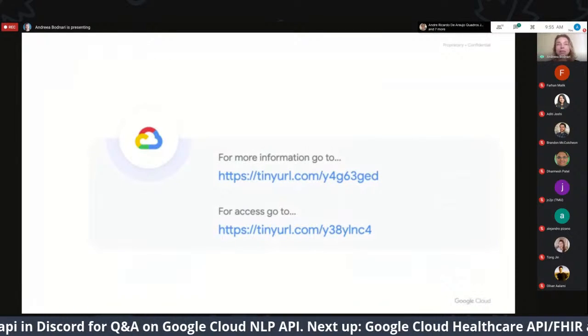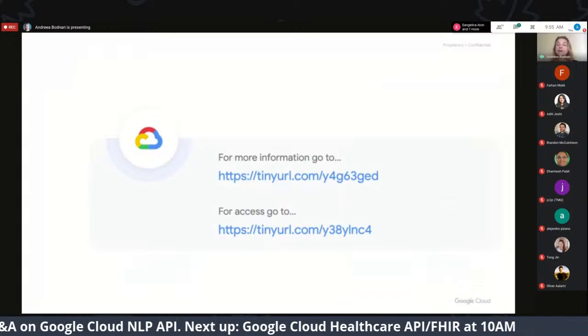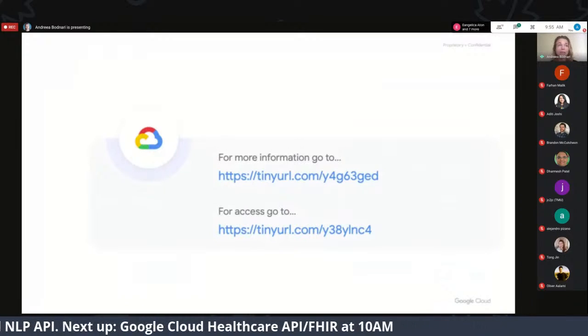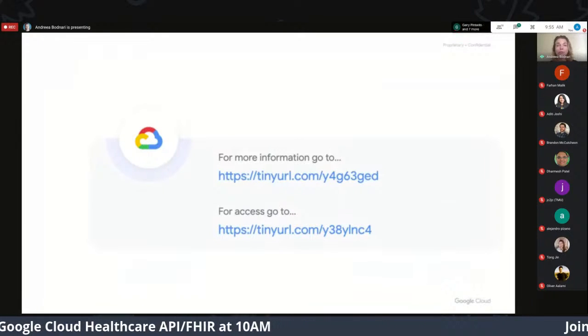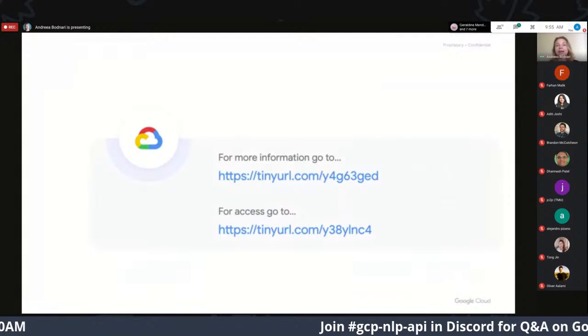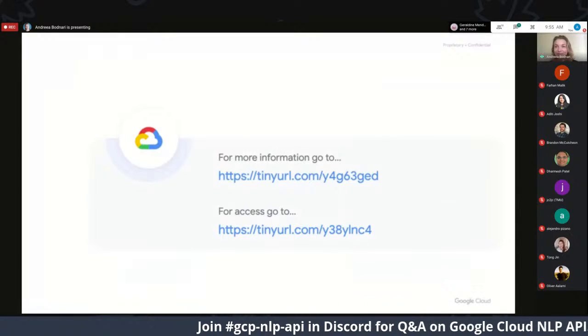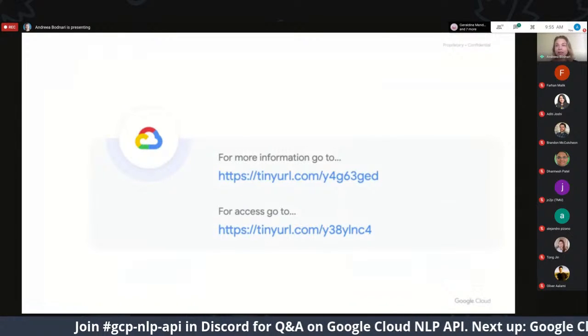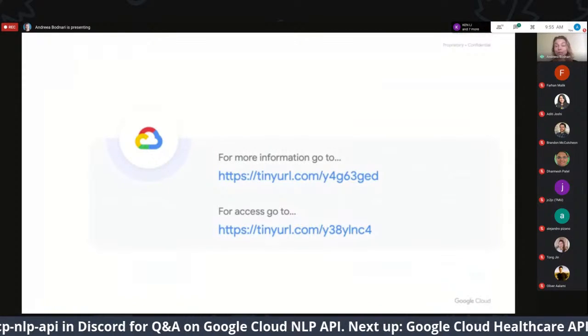Now, with that being said, those were the different types of applications I wanted to highlight, the applications that we can enable with natural language understanding for medical records. I'm hoping this sparked your interest and you will want to learn more.